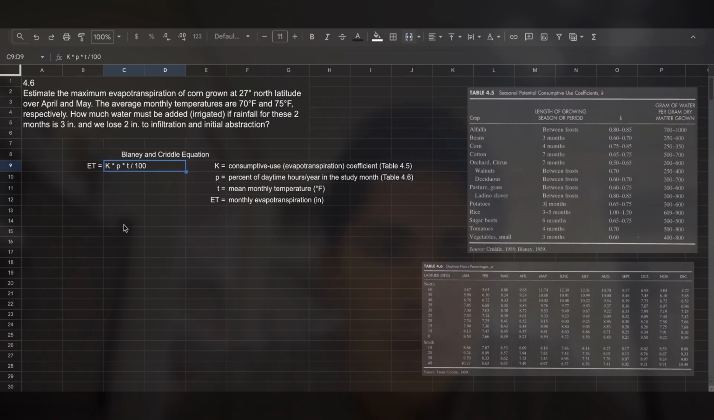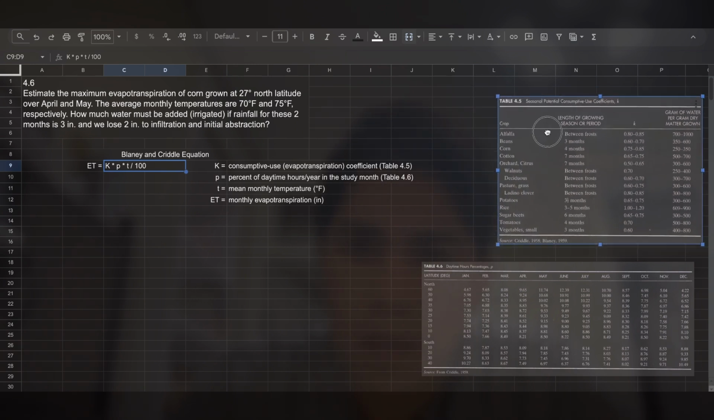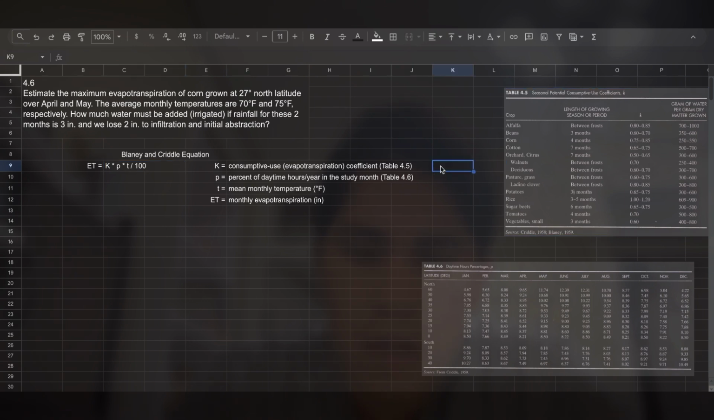Okay, again, let's find the values for this. Let's make this a little smaller. So K is going to be equal to, we use 4.5, we're working again with corn, right? Yeah, corn, and we want to use 0.85. And P is the percentage of daytime hours per year in the study month.